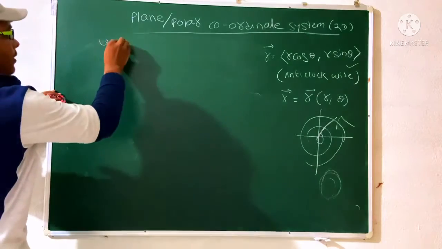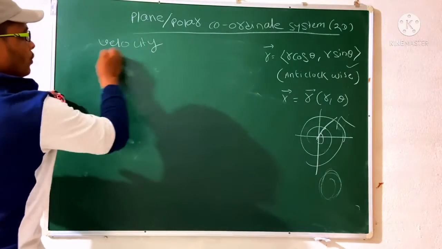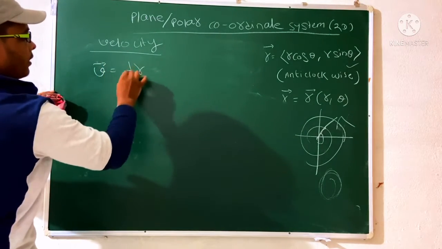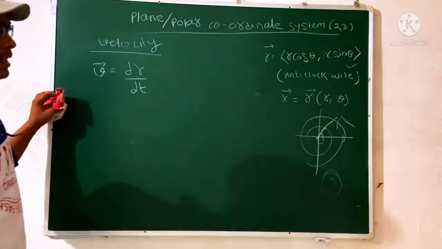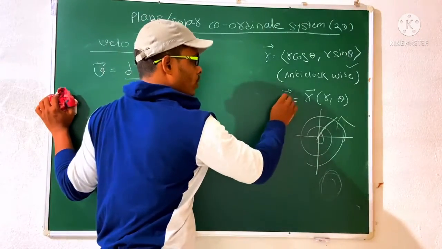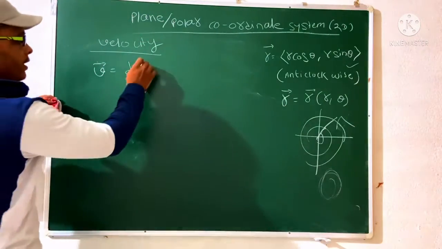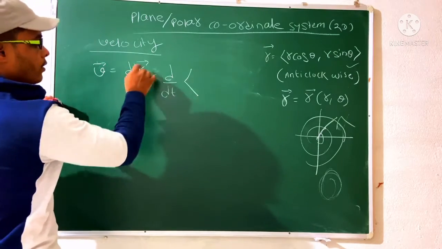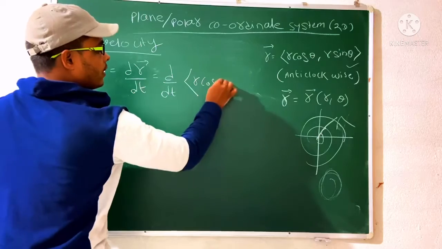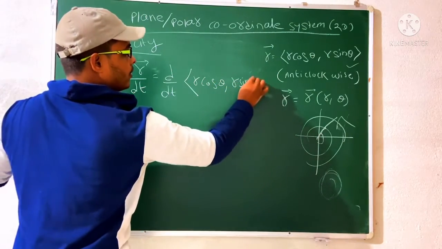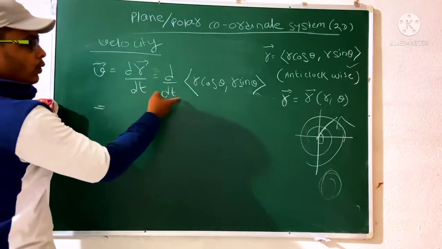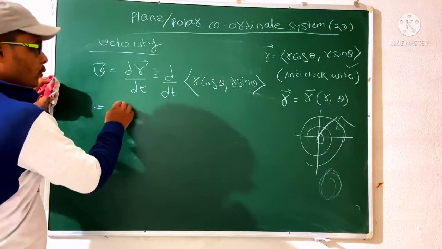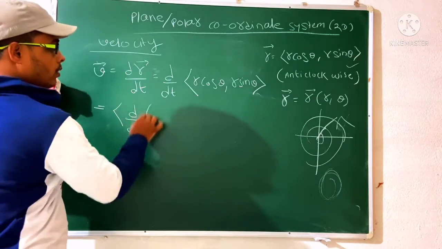So what will be the velocity? We know that the velocity is nothing but dr by dt, right? So let's first write it in the Cartesian form, then we will transfer to the polar form. So what is dr by dt? That will be d by dt of the r vector, that is r cos theta, then r sin theta. Remember, r and theta both are variables, both depending upon time. So you have to take the derivative for both, that is uv.